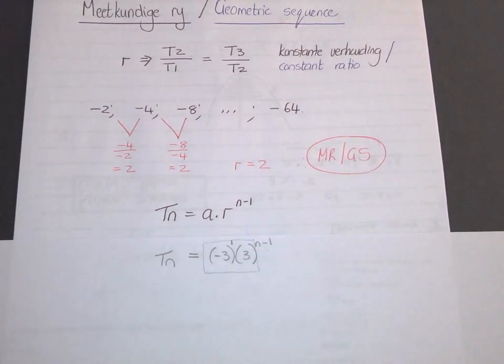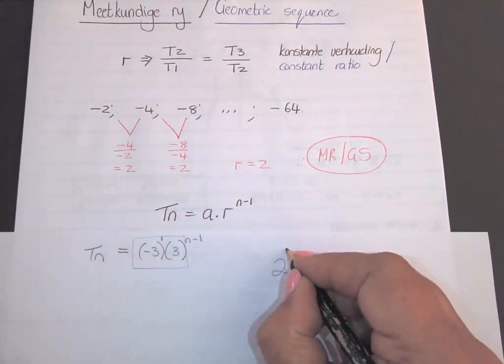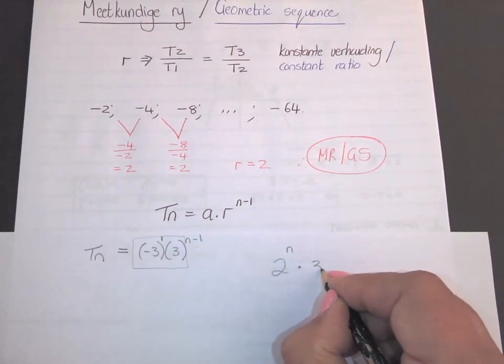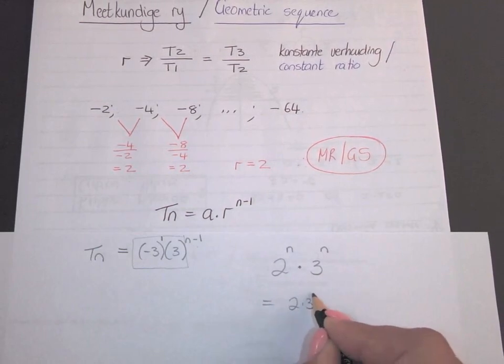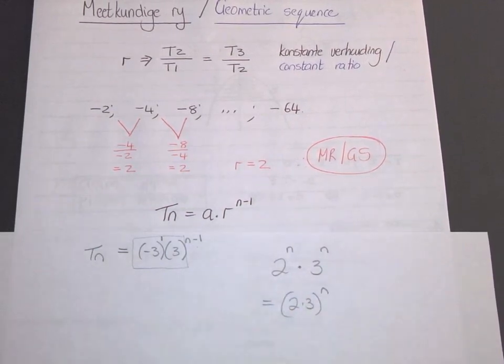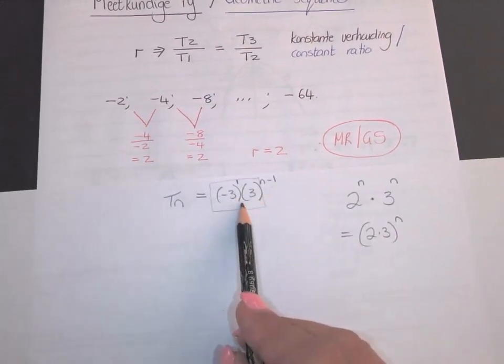The only way where you can multiply the bases is if the exponents are the same. Like for instance, you have 2 to the power n times 3 to the power n. Then you can multiply the bases because they have the same exponent. Then you can say it's 2 times 3 to the power of n. Right. So don't make this mistake. Don't multiply the bases. It's wrong.